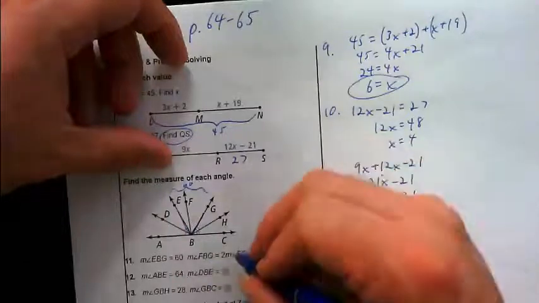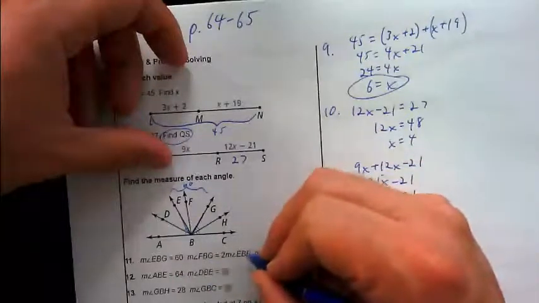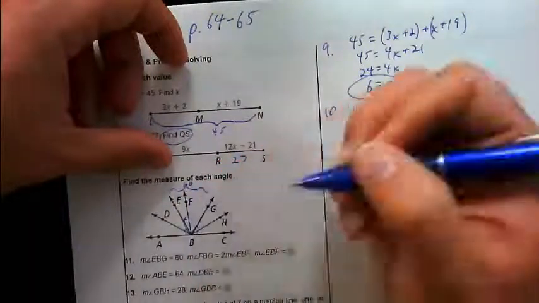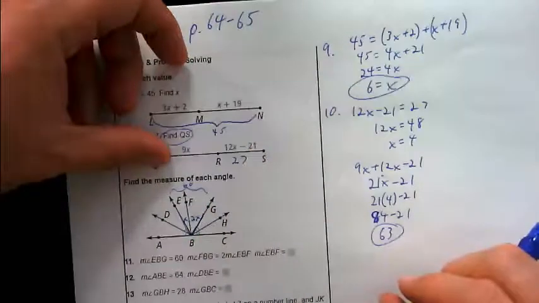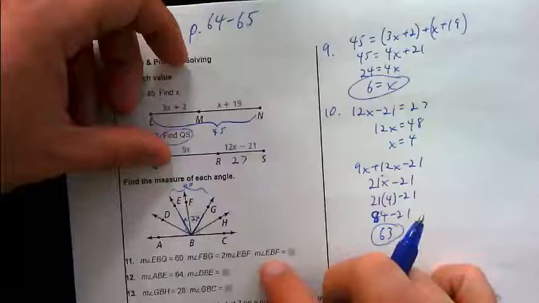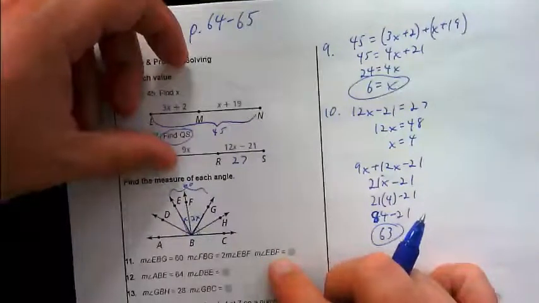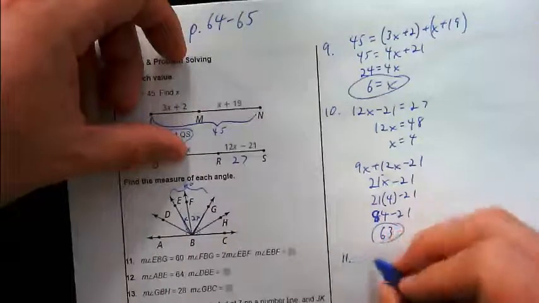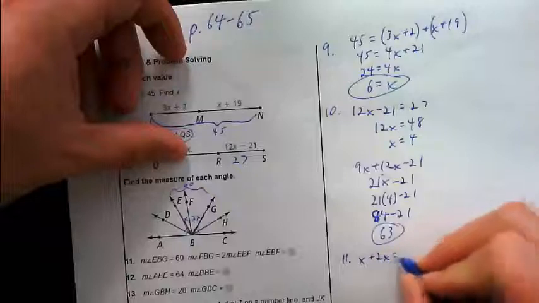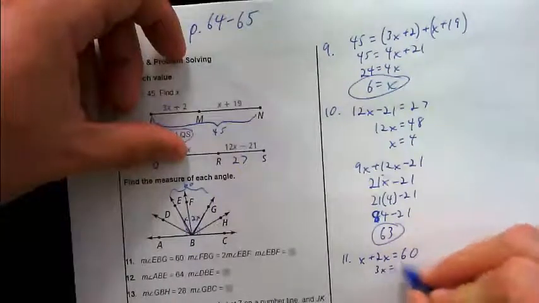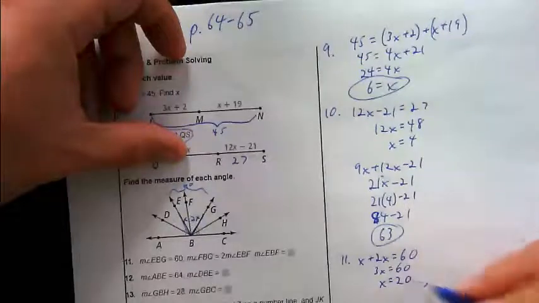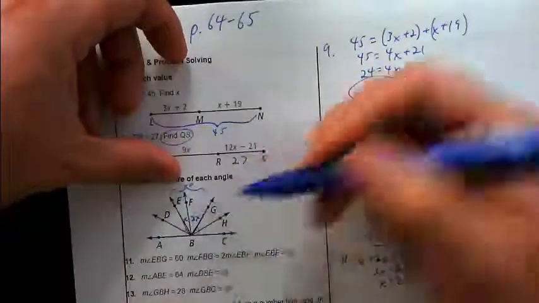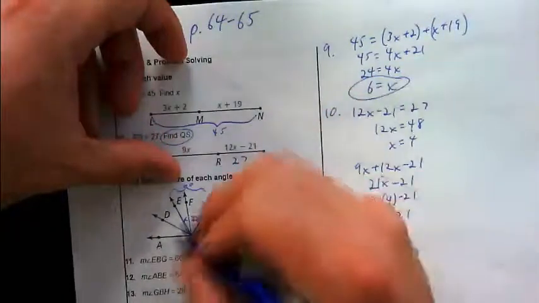FBG is 2 times the measure of EBF. So essentially, if this was x, this would be 2x. And they want us to find EBF. So first, starting with the information that we have up here, we have 11. x plus 2x would have to equal 60. So 3x equals 60. Divided by 3, x is 20. Now that we have x is 20, we need to plug it back in. EBF, well, that would just be the x, so that one's 20.